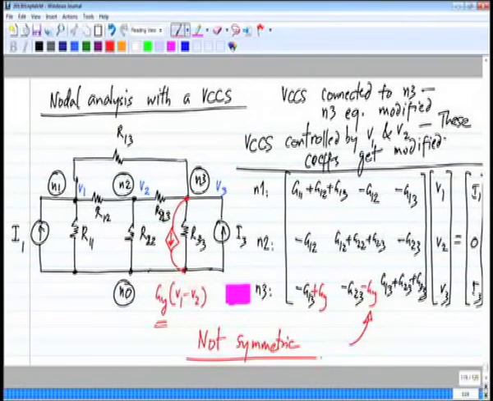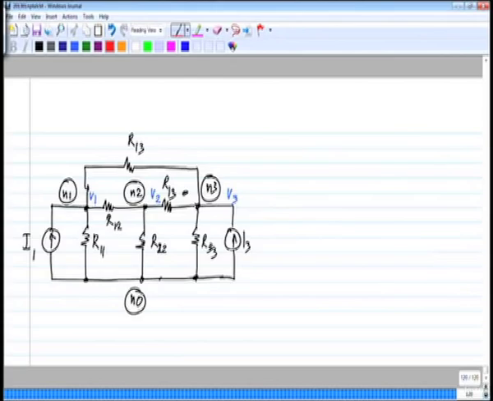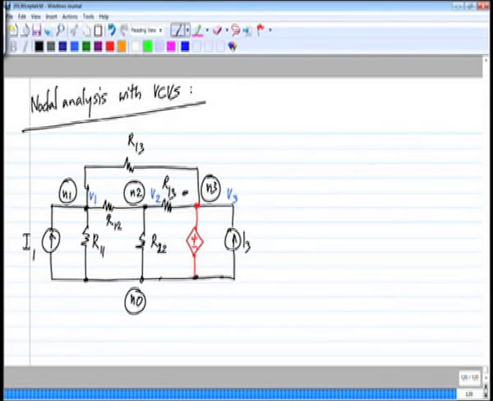So next we will take another example with a different kind of control source, which is a voltage controlled voltage source. So let me take this circuit again, and what I will do is, instead of R33, I will have a voltage controlled voltage source. And this voltage, I say, is some k times V1 minus V2. So this controlled source is k times V1 minus V2.